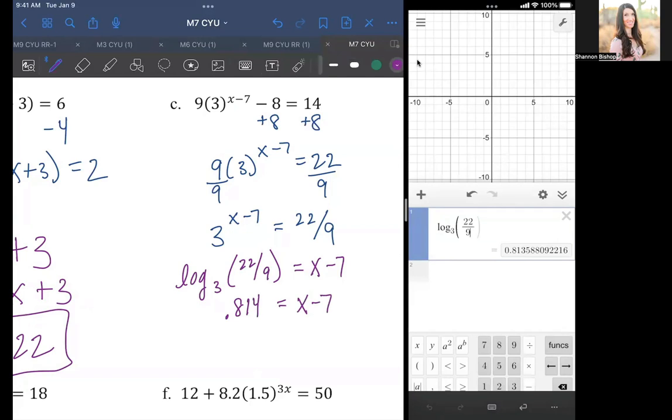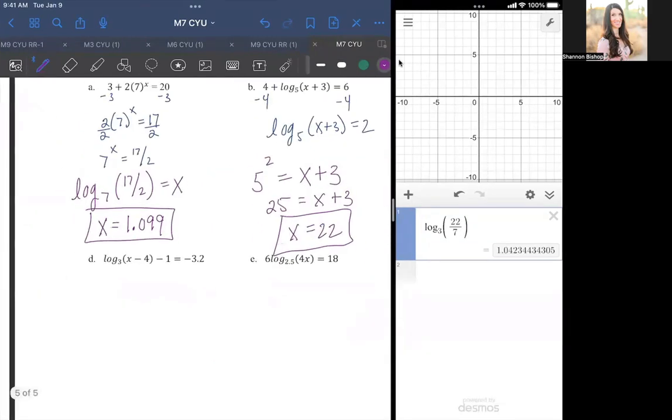Now, when you do that expression, it's still equal to x minus 7. You haven't totally solved for x yet because it's still x minus 7. So the final answer would need to add 7 to both sides. So you would get 7.814 as your final value of x. Moving right along, part D.